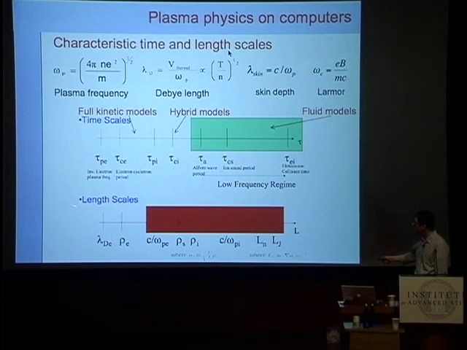Okay, so corresponding to these time scales, there are length scales. And again, corresponding to the plasma oscillation, there is a Debye length, and then there is the Larmor radius, the skin depths of electrons, the Larmor radius of ions, the skin depths of ions, and so forth.